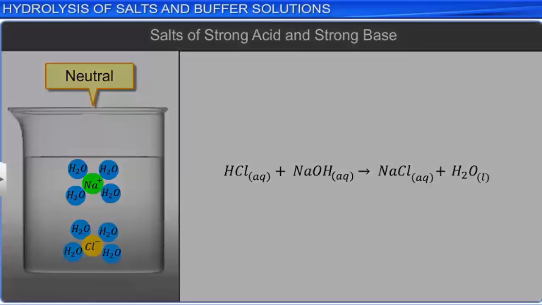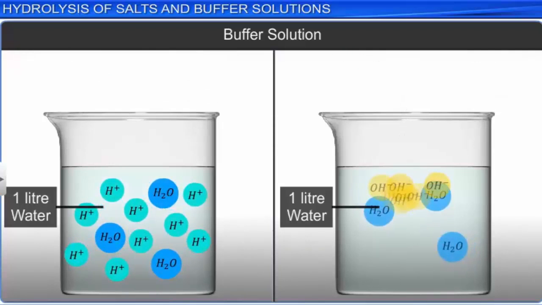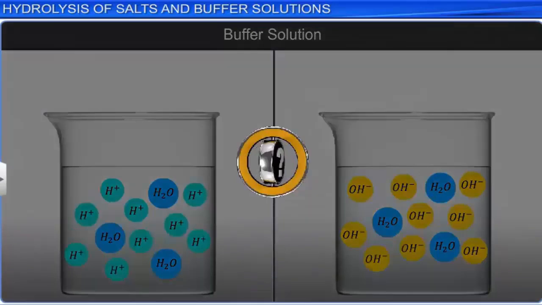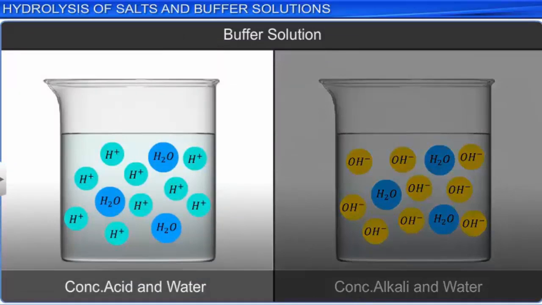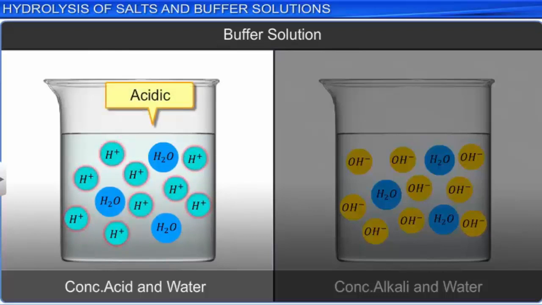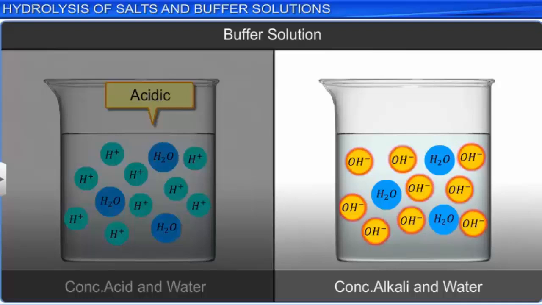Now, let's look at the term buffer solution. Suppose you add a drop of concentrated sulfuric acid or concentrated sodium hydroxide to a liter of water. Does the pH of the water change? Yes, it does. The addition of 1 drop of concentrated acid to 1 liter of water increases the H+ ion concentration and makes it appreciably acidic. Similarly, the addition of a drop of concentrated alkali increases the OH- ion concentration and makes it basic.